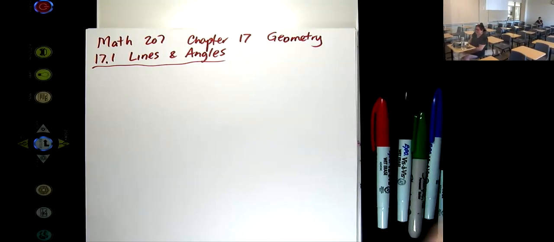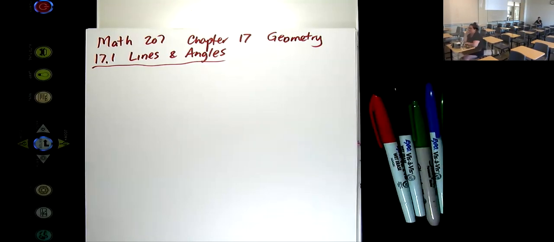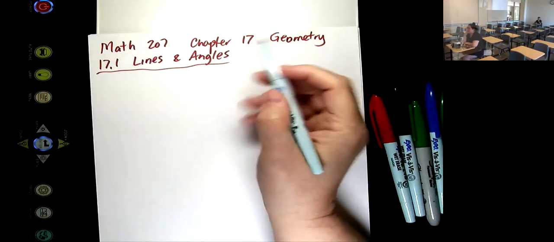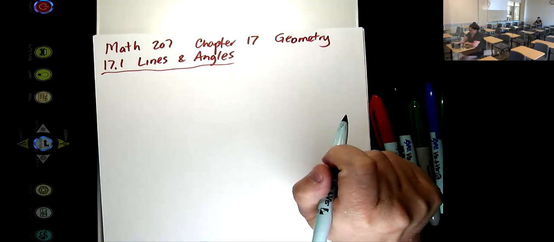But let's get started. We've got 3 more chapters I'd like to get done before the end of the semester: 17, 18, and 19. 17 is on geometry. So let's get started talking about geometry.